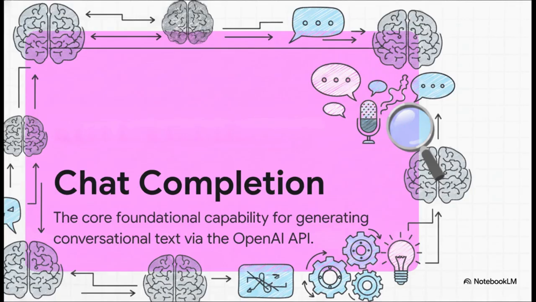When we talk about chat completion in the OpenAI API, we're talking about the core capability for generating conversational text. Think of this as the digital brain of your project. When you shoot a prompt into the API, chat completion is the engine that analyzes your words, understands the context, and formulates an intelligent thought in return. So the crucial point is that without chat completion, your application has zero intelligence. It is the absolute prerequisite for everything else we're going to do today.